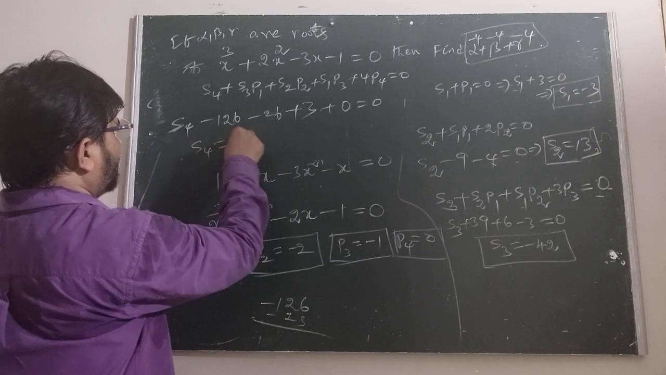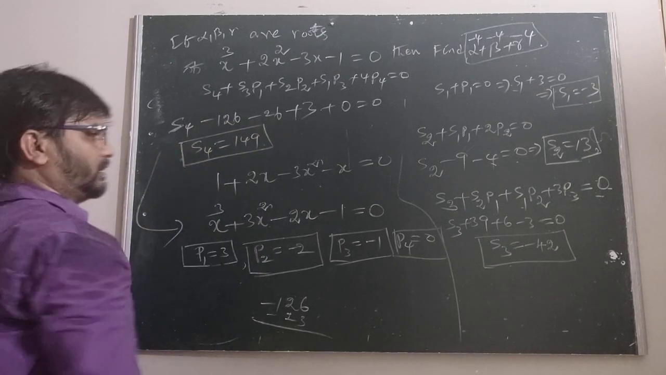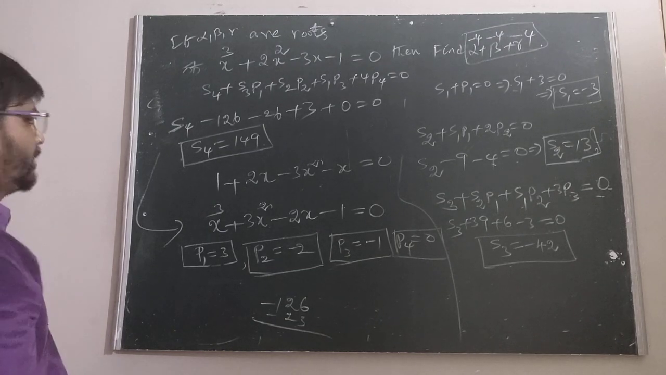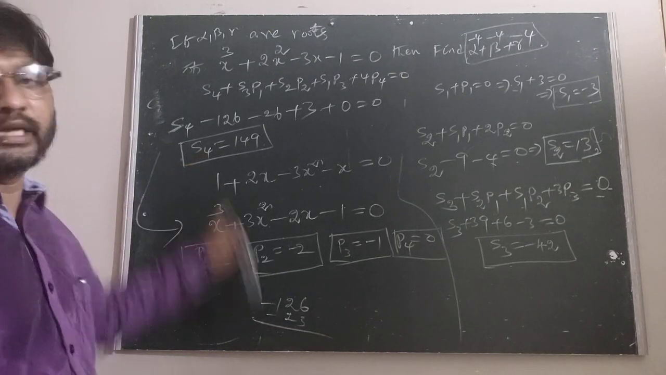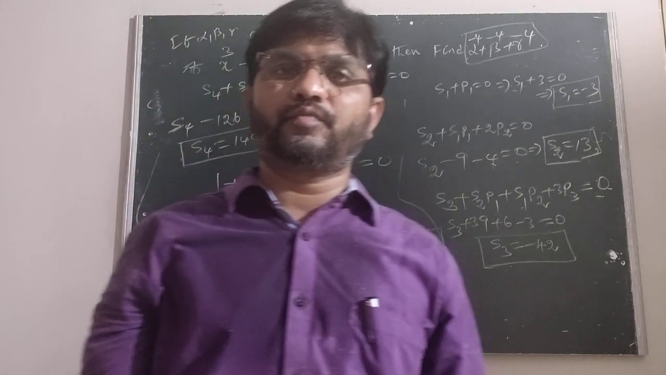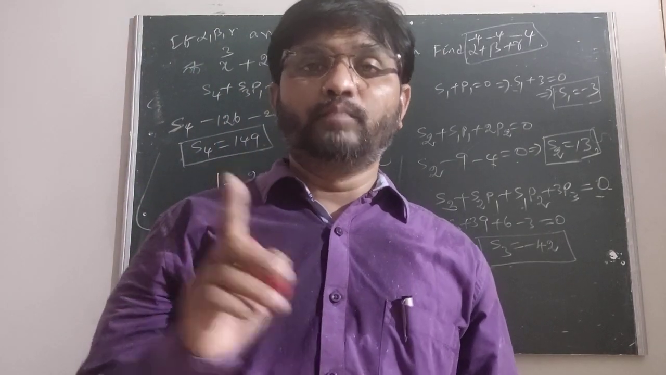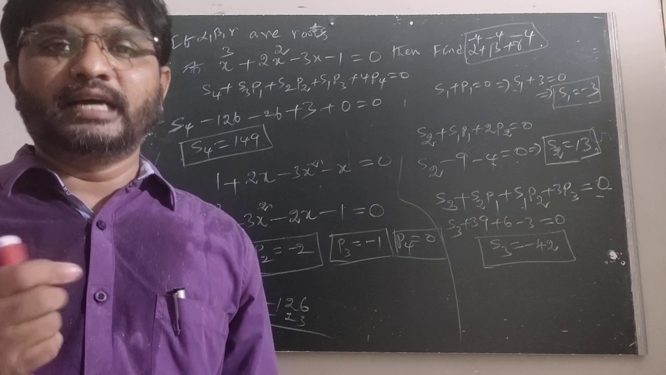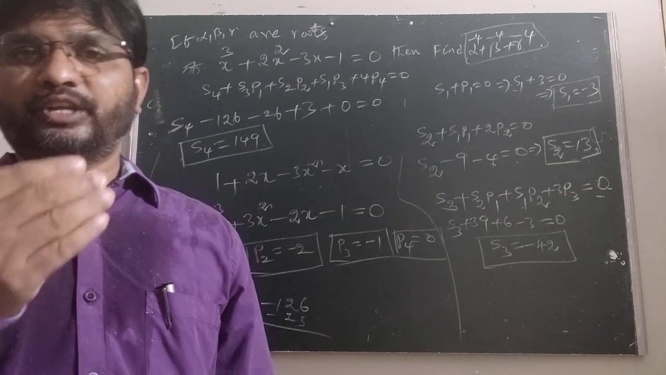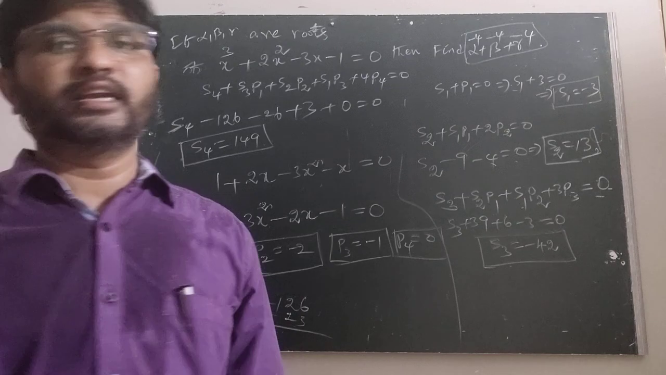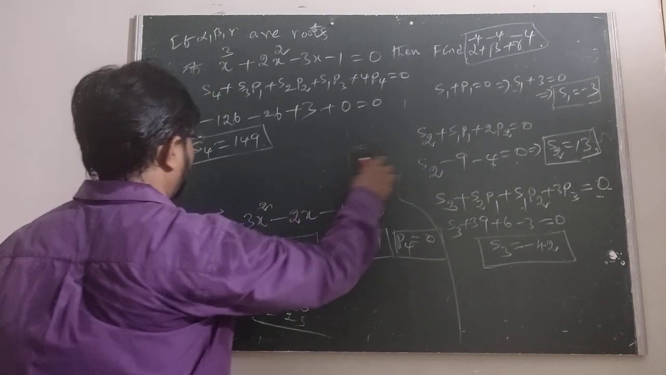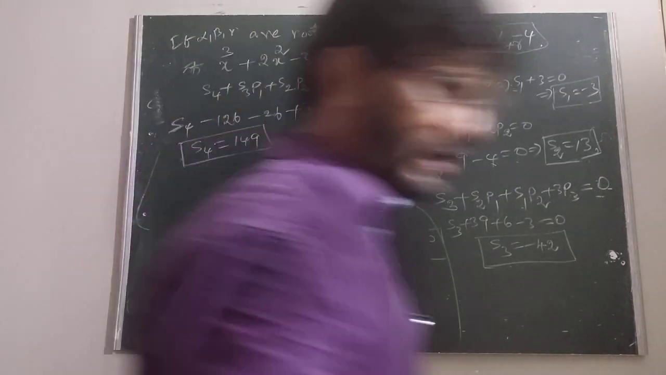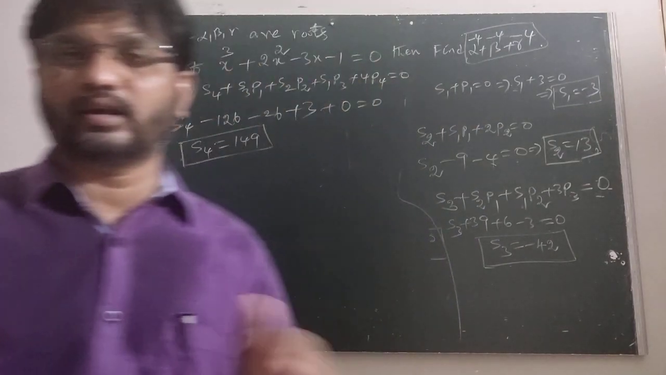S4 is 149 is the answer. Therefore S4 is 149. We observe here that S4 means, as we know, alpha power 4 plus beta power 4 plus gamma power 4 is S4. But initially we replaced x by 1 by x. That means we are taking the roots as reciprocals. Then it will be 1 by alpha power 4 and 1 by beta power 4.